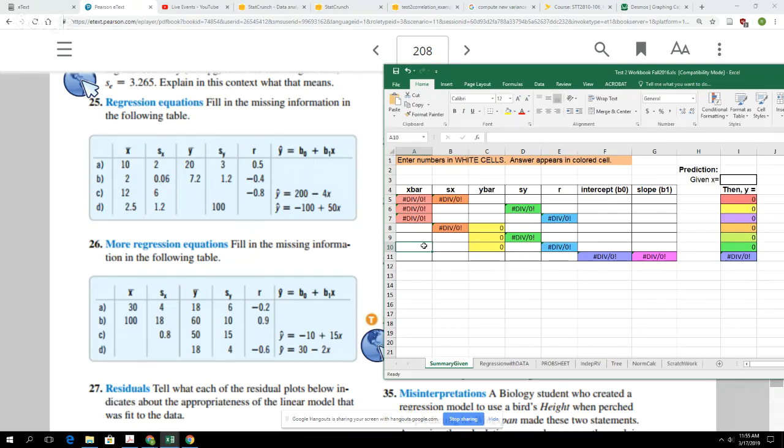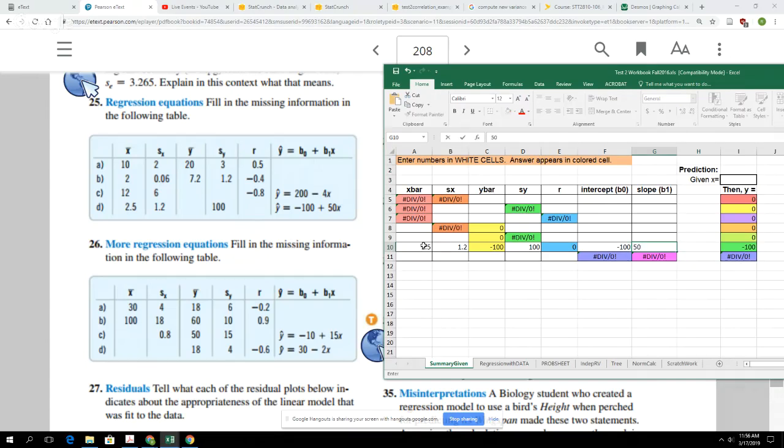So now I fill in all the white spots. 2.5, hit tab to get over. 1.2, hit a couple of tabs. SY is 100, tab. R, moving on. Intercept, B0, negative 100, tab over.